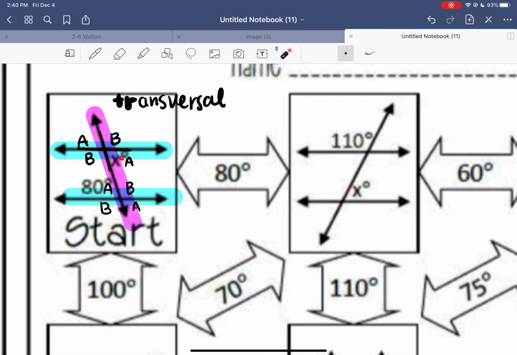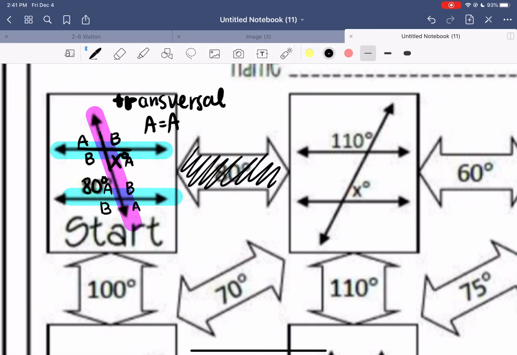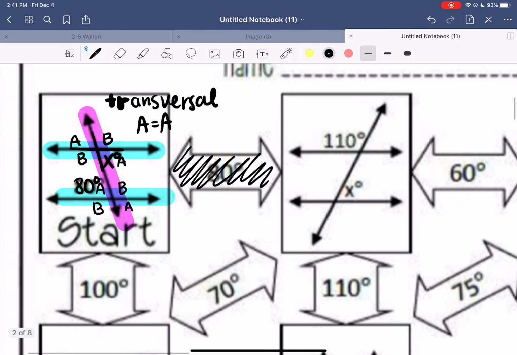So the A's are across from each other. So in this transversal, we see that the X is on an A side, and the 80 degrees that's given is also on the A side. So A has to equal A, so this will equal 80 degrees. So then that takes us to the second one.